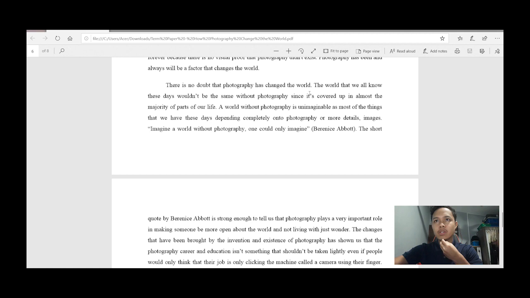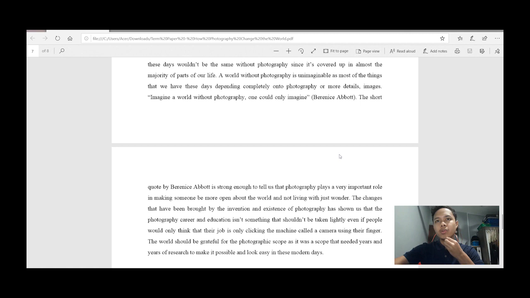And for the last paragraph, we quoted a quote from Berenice Abbott, where she said, imagine a world without photography, one could only imagine. This quote doesn't have a year of publication either, so we only write the writer's name. So that's how I can explain our term paper.